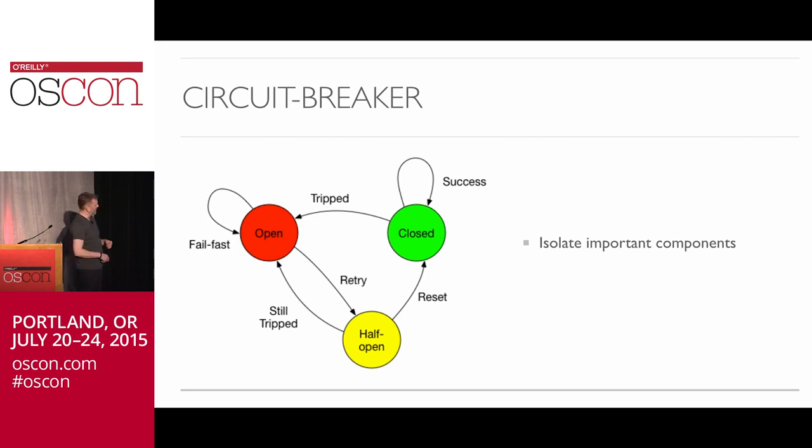So again, some of the key ideas here, it's about isolating important components or isolating yourself from other components of the system. And then you really should think in terms of avoiding cascading failures. So you don't want one system to go down and then it cause every other part of your system to also fail. Your system may still be able to function even if that one system is down.